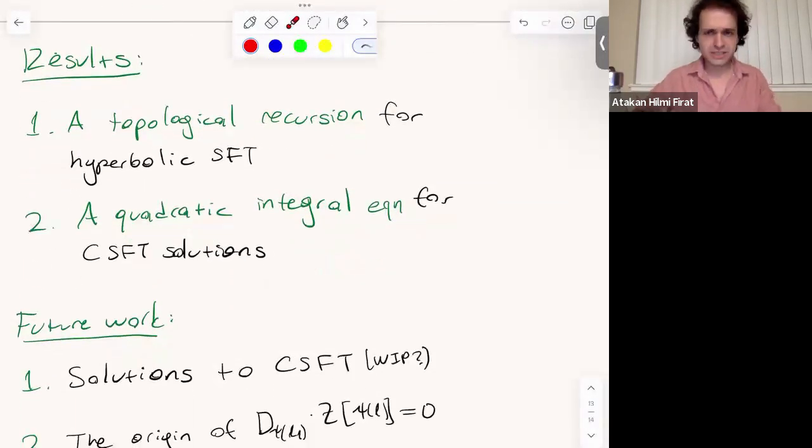Anyway, let me summarize. There are two results. First, we showed some topological recursion between vertices of hyperbolic string field theory. So if you know the generalized hyperbolic tree vertex plus these Mirzakhani kernels twisted in a certain way, you can generate all higher interactions in principle. That's the first thing that we showed. The second thing we showed is that this structure in particular implies a certain quadratic integral equation for closed string field theory solutions. So, these are the two results.